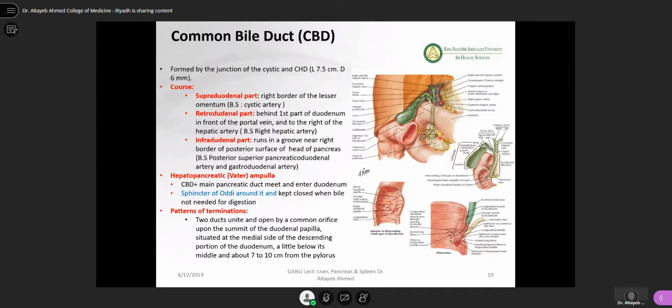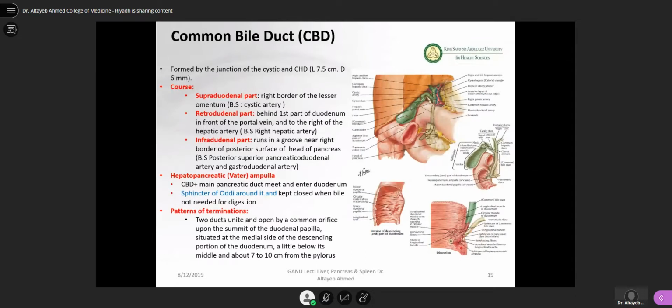We have the ampulla of Vater in the duodenum, which you all know. The ampulla of Vater is actually an elevation in the second part of the duodenum, between 7 to 10 centimeters from the pylorus, usually 10. It may be major or singular, or it may have a younger sister, which we call the minor duodenal papilla.